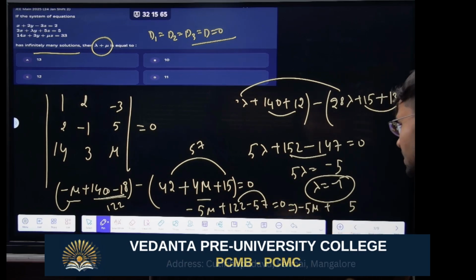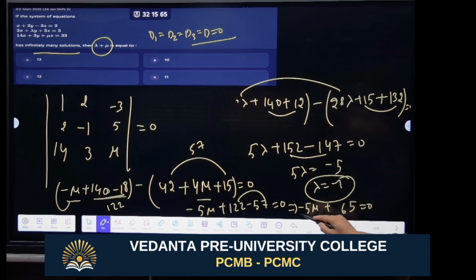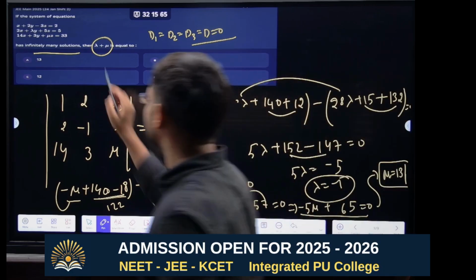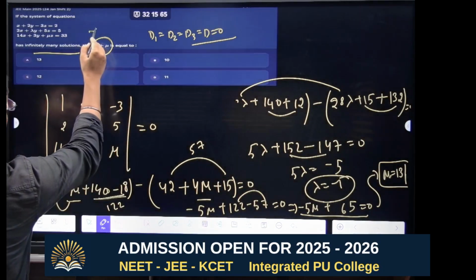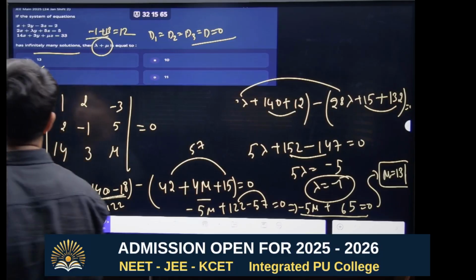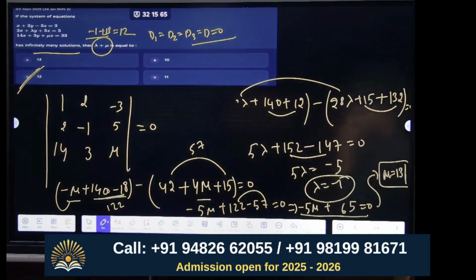Take this difference, 65 will be 0. So if I'm solving this, I will get mu is equal to 13. So I got mu, got lambda. Now what they are asking is lambda plus mu. So 13 minus 1 plus 13, this is equal to 12. So the answer will be option C, which is 12.